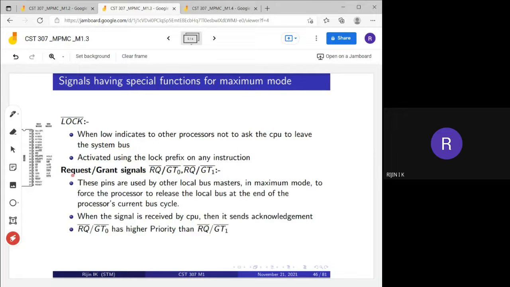Last one is request or grant signal. So these are the different signals that are in the maximum mode of 8086, signals having special function for maximum mode in 8086. Okay, so that's all about our signals.